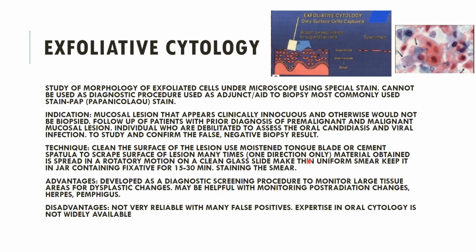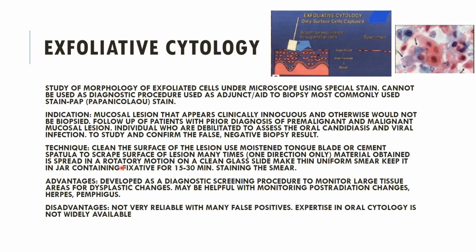The material obtained is spread in a rotary motion on a clean glass slide. Now you have scraped the lesion, so you would have some material. What you're doing now is spreading that material you have got on your spatula or tongue blade onto the glass slide in a rotary motion, making a thin uniform smear.